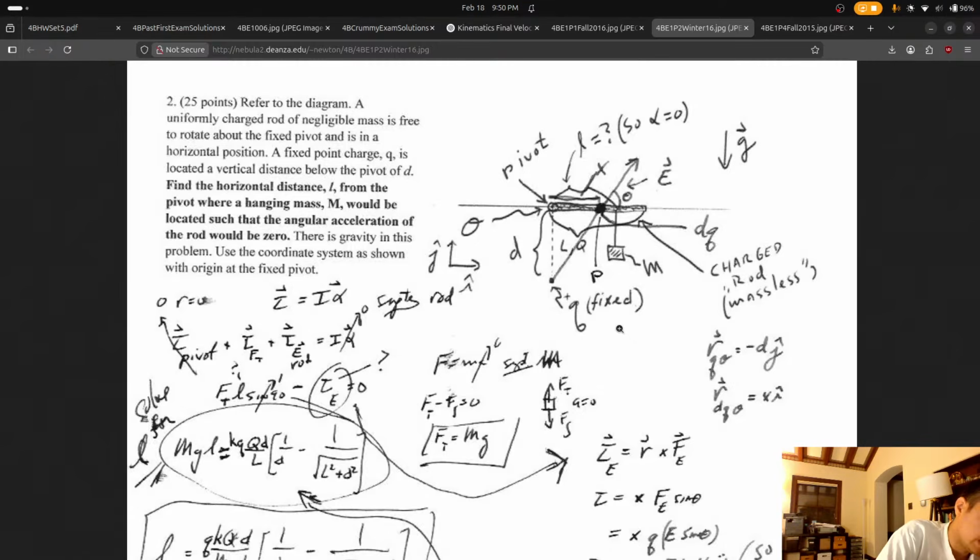So we're going to get minus 1 over square root of x squared plus d squared, evaluated at L0. So we're going to get 1 over d minus 1 over the square root of L squared plus d squared. Okay, so then the final tau E is going to be equal to, so we did the integral, so we're good. We did the cross product, we're good.